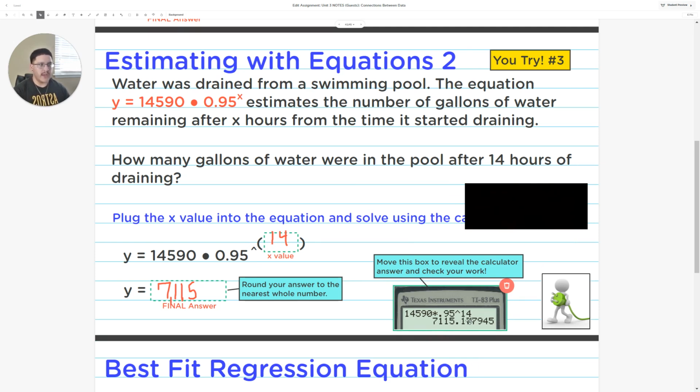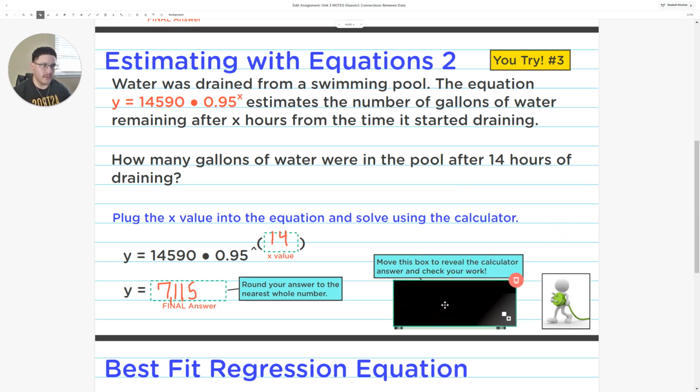That's just another way you can enter it into the calculator. I like to be safe and use parentheses because when you involve negatives and you don't put parentheses around numbers, it'll give you the wrong calculation. So just to be safe, I add parentheses to certain things. But anyways, that's it for you try number 3.